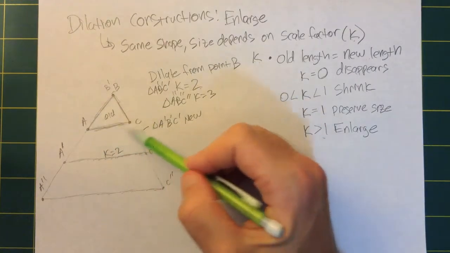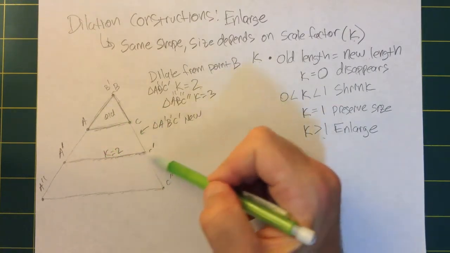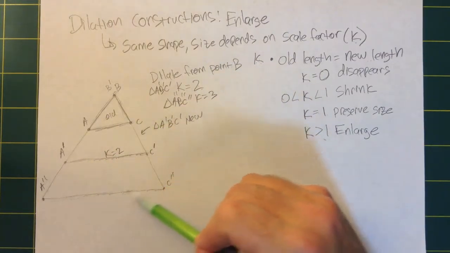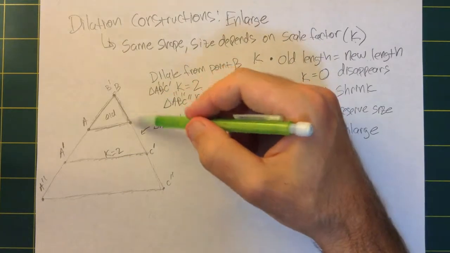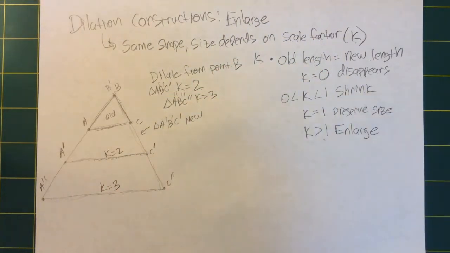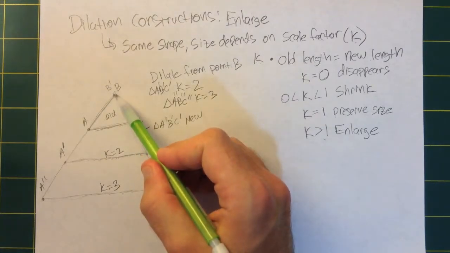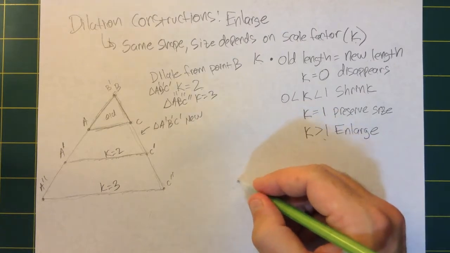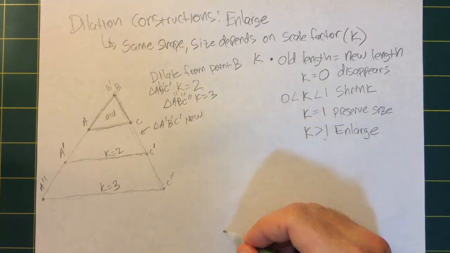And now I have my old shape, I have my new shape scaled by a factor of 2, I have another new shape over here, well, same shape but new size, which has been scaled by a factor of 3. This is what happens if the point you're dilating from is on the shape, but if the point you're dilating from is off the shape, that's fine too, that can happen.